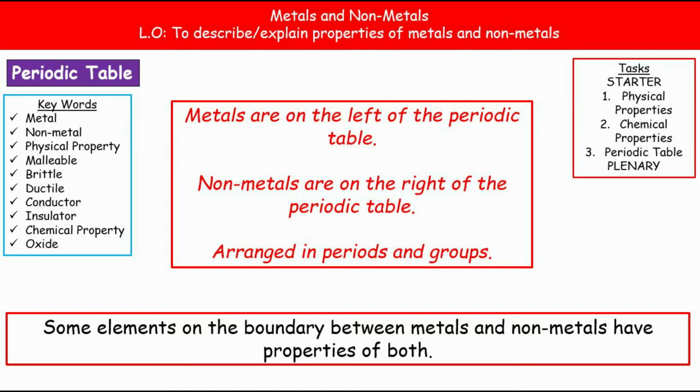So silicon is a non-metal, but it actually is really useful in things like computer chips and so on, because it can conduct electricity quite well. So what we've got there is a non-metal that is actually a good conductor. So it's got a property of a metal even though it's a non-metal. So just remember that boundary area can have properties of both metals and non-metals.